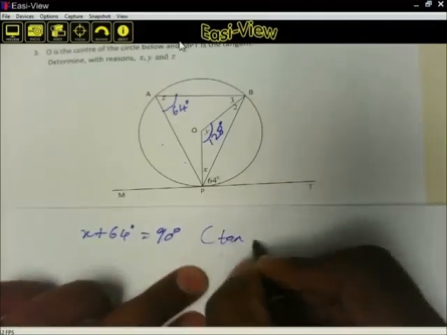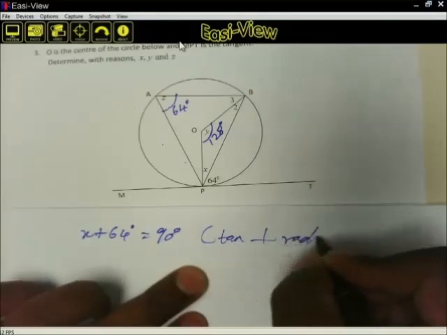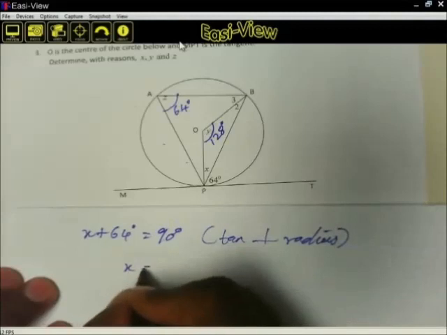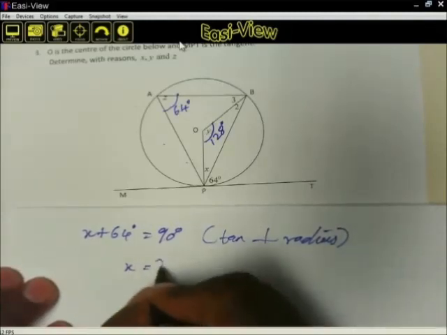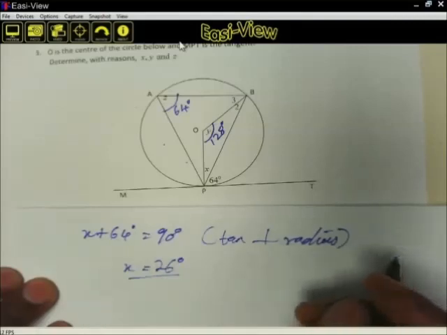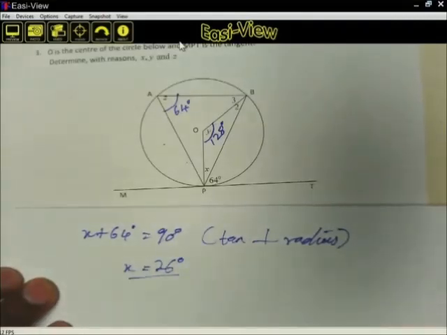Tangent, because the tangent is always perpendicular to the radius. Then you just have to solve for x. Therefore, x will be equal to 26 degrees, because you've got to transpose 64 to the right, then you've got 90 minus 64, which will give you 26 degrees.